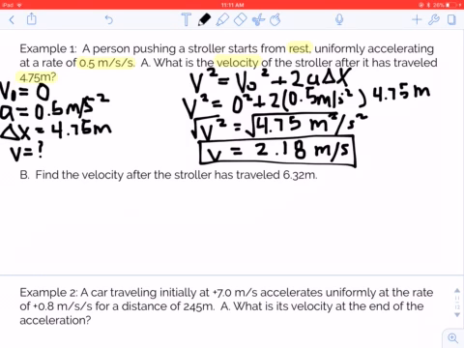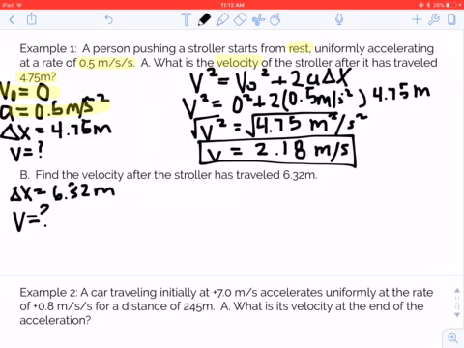But let's take a look at now when the stroller travels 6.32 meters. Okay, so same general situation. The givens that we can use, okay, we can keep our initial velocity. We have the same acceleration rate, but my delta x value, our displacement, is now 6.32 meters, which means that more time has passed. Okay, more distance has been traveled, more time has passed, so we're going to have a different velocity.